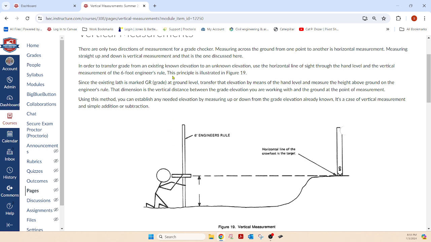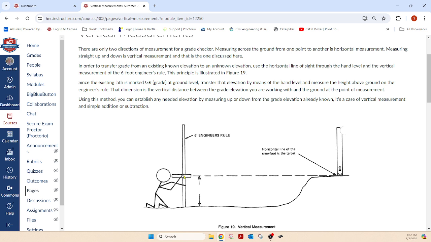So known elevation, unknown elevation, that principle is illustrated in figure 19. So in figure 19, since the existing lath is marked GR right here, at ground level, transfer that elevation by means of the hand level and measure the height above the ground on the engineer's rule. So let's move it over here and take note of the reading over here. And we'll make this simple.